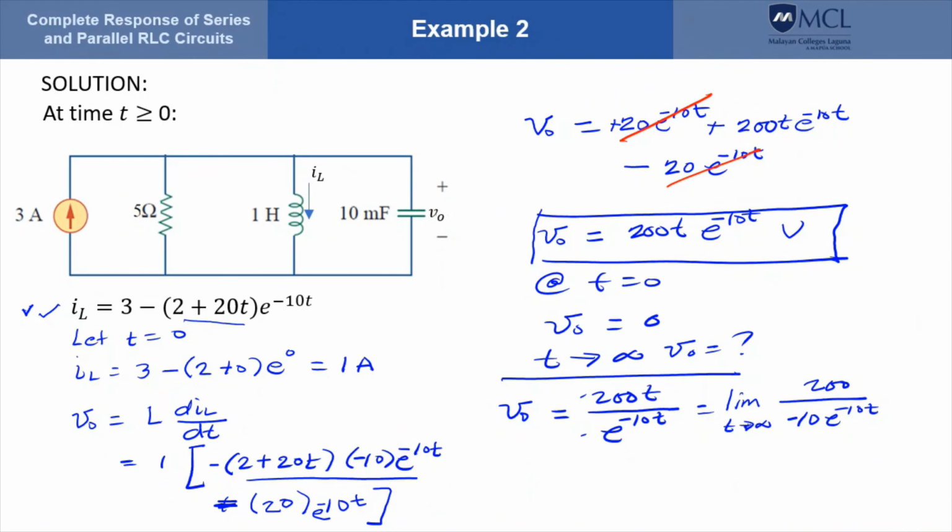As t approaches infinity, this will become very large. Sorry, this should be positive, and this should be positive as well. So as t approaches infinity, this becomes very large. Therefore, V naught will become 0.